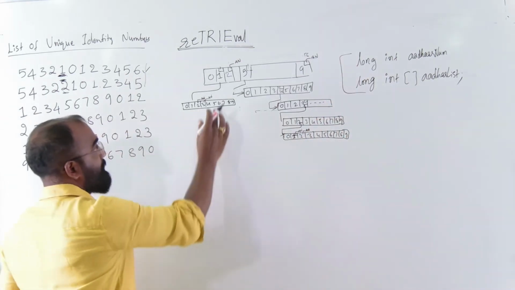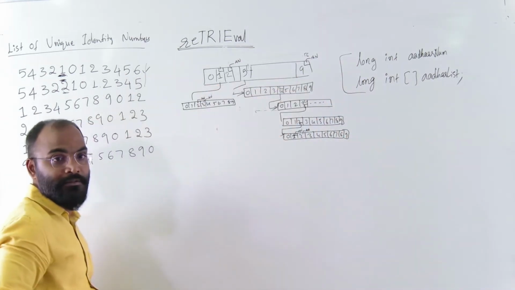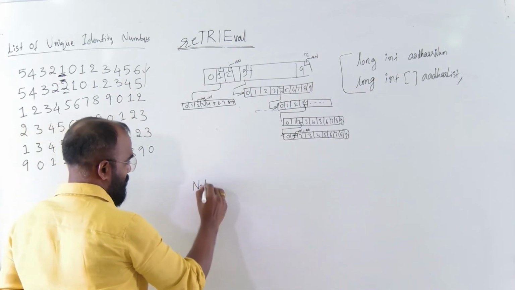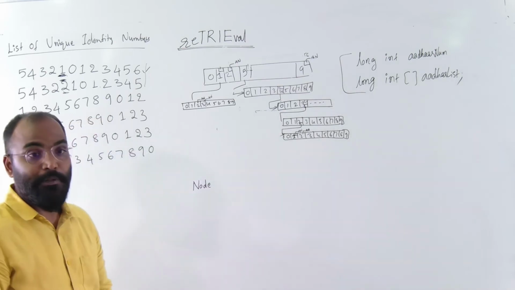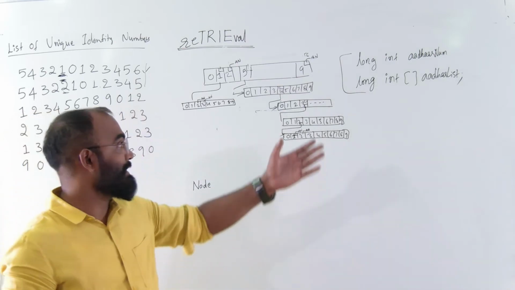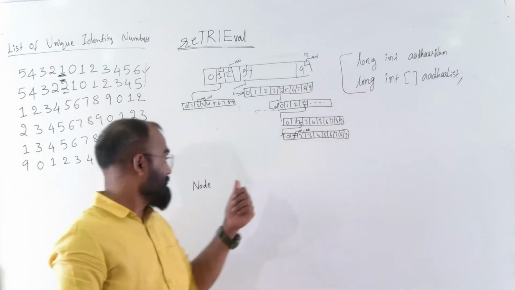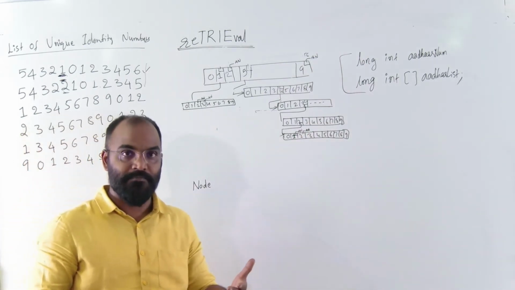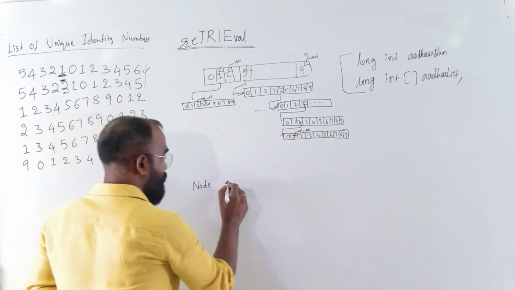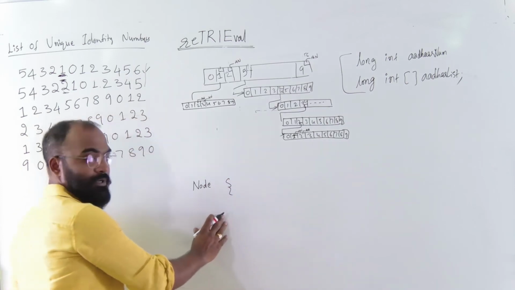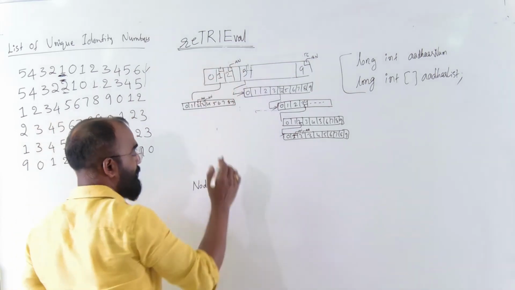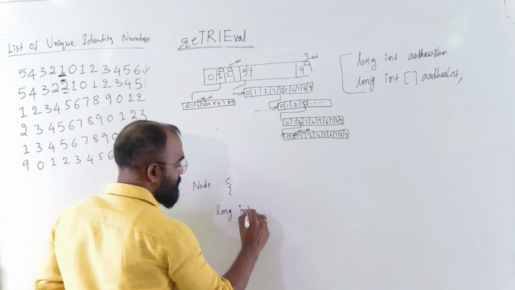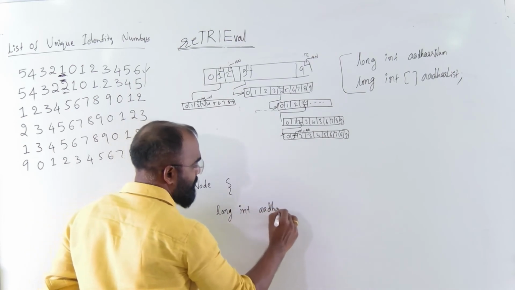Now come declare this array. That array is of type node, let's call it. This is not a basic data type, not a fundamental data type like long. It is a derived data type, right? You can construct your own data type, which is, let's say, node. Now what does this node consist of? It consists of one Aadhaar number to store, so we need a long integer Aadhaar number.